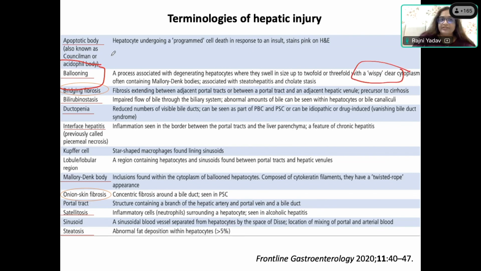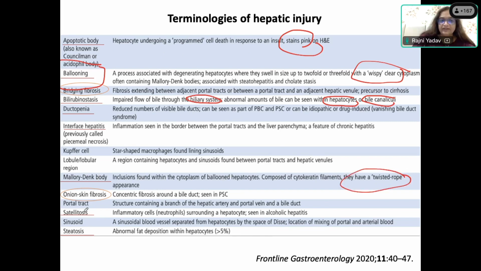Then apoptotic body, like at other sites, it's apoptosis, so it's a shrunken pink cell which is also known as acidophil body or the Councilman body. Then the cholestasis may be seen in the canaliculi. It may be seen in the form of feathery degeneration in the hepatocytes, or it may be seen in the ductal system. Then Mallory-Denk body. These are inclusions which are formed from the cytokeratin filaments, and they are generally present in the ballooned cells, and they are very coarse pink ropey structures. So these I will show you.